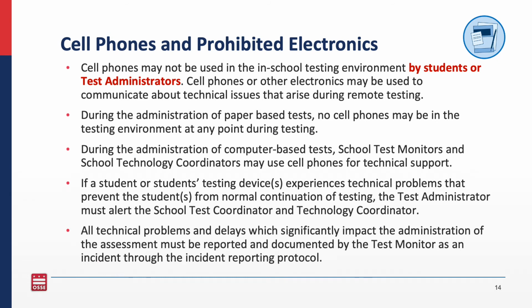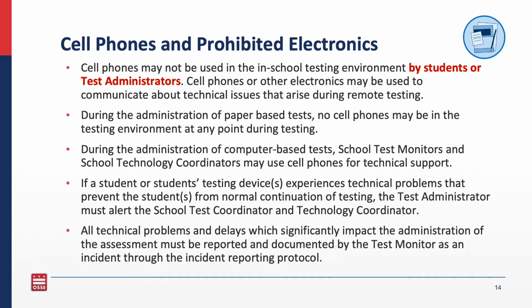Cell phones and prohibited electronics. Cell phones may not be used in an in-person testing environment by students or test administrators. Cell phones and other electronics may be used to communicate about technical issues that arise during remote administration by test administrators and technology coordinators. During the administration of paper-based tests, no cell phones may be used in the testing environment at any point during testing.